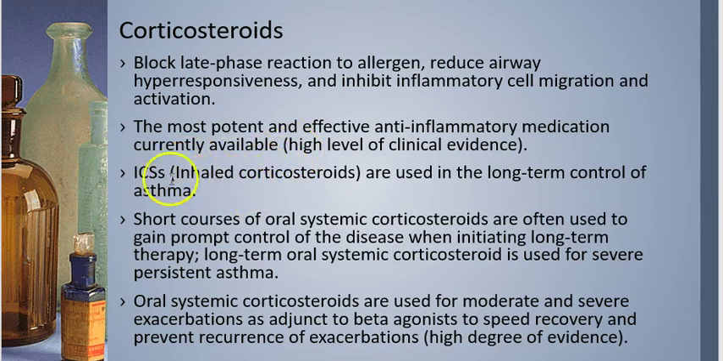When we talk about ICS, we're referring to the inhaled corticosteroids, which were on the previous two slides. These are used for the long-term control of asthma. You'll often see short courses of oral systemic steroids like prednisone, and that's really to get a strong hold of the disease. So if you've got a really bad exacerbation of asthma, you may think about putting a patient on a short course of an oral steroid like prednisone. Maybe some of you have taken the Medrol dose pack for a variety of reasons. That would be an example of an oral systemic corticosteroid.